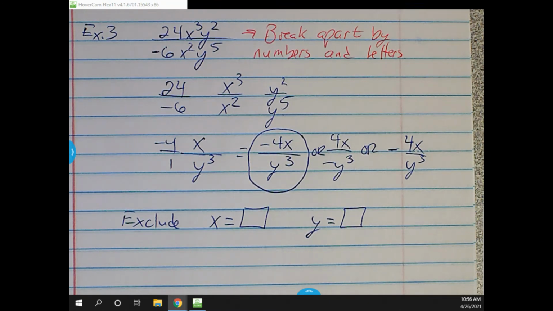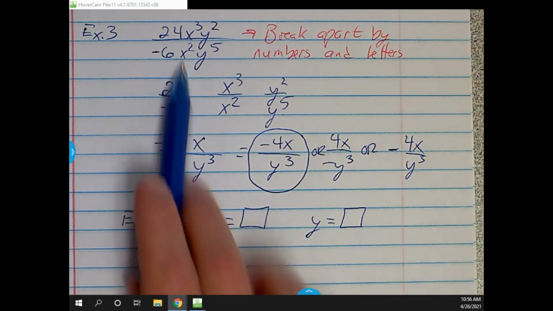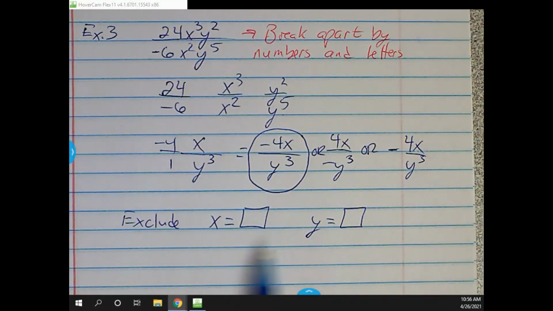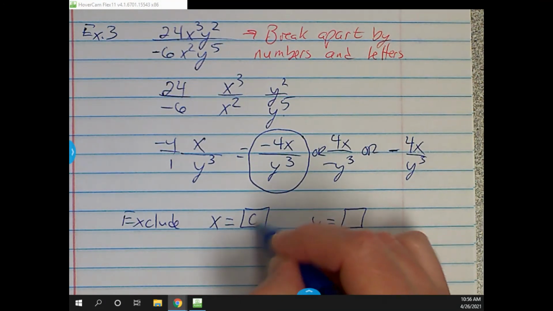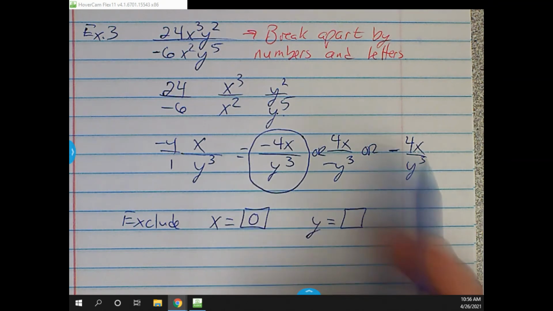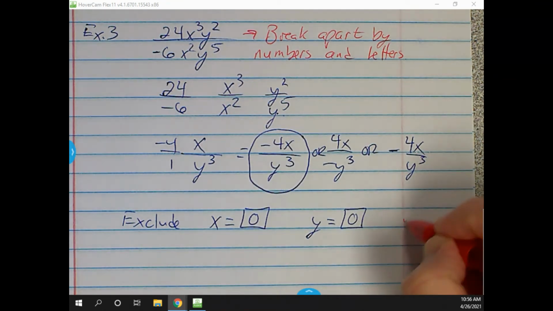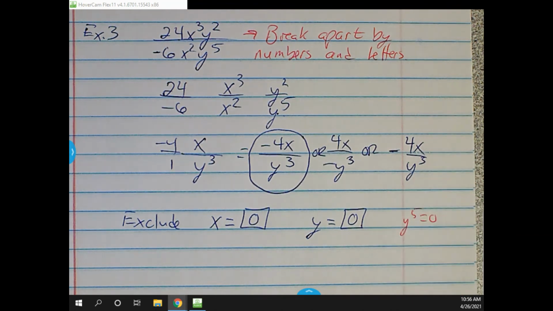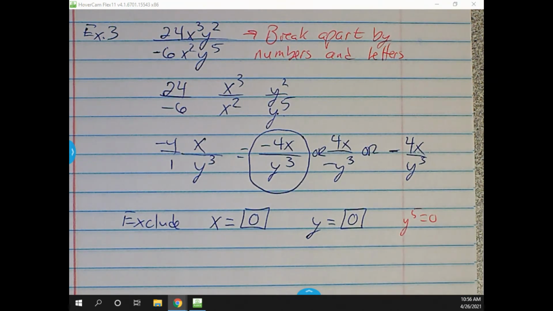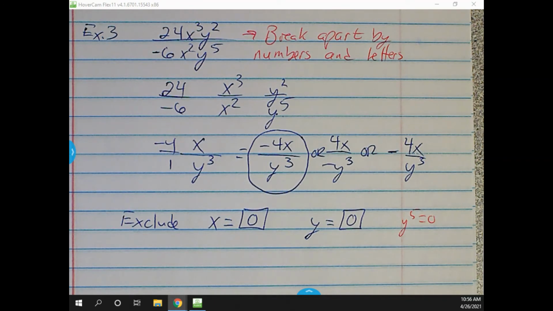all right, now it could be that you could set this part of the denominator equal to 0, which means in that case you're just going to put x equal to 0. And same thing for the y, because once you set y equal to 0, it doesn't matter if it's y to the fifth or not. If you do y to the fifth equals 0, that just means you're doing 0 times 0 times 0 times 0 times 0, which is still just going to be 0.